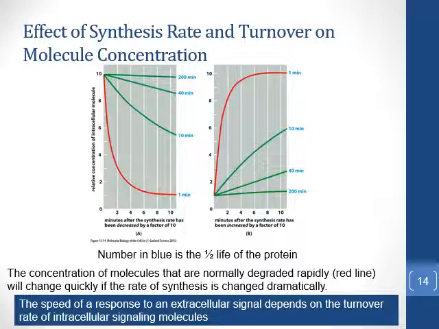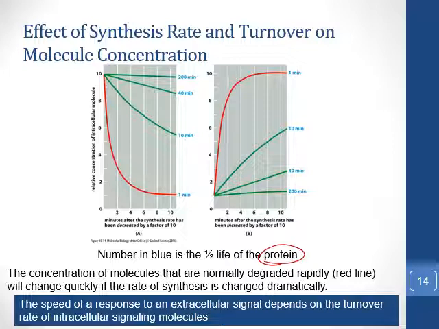So the number in blue is the half-life of the protein. We're going to say that this intracellular molecule is a protein. Now, we know what half-life is. Half-life is the length of time it takes for half of the protein to disappear. So a long half-life would mean a stable protein that hangs around for a long period of time.